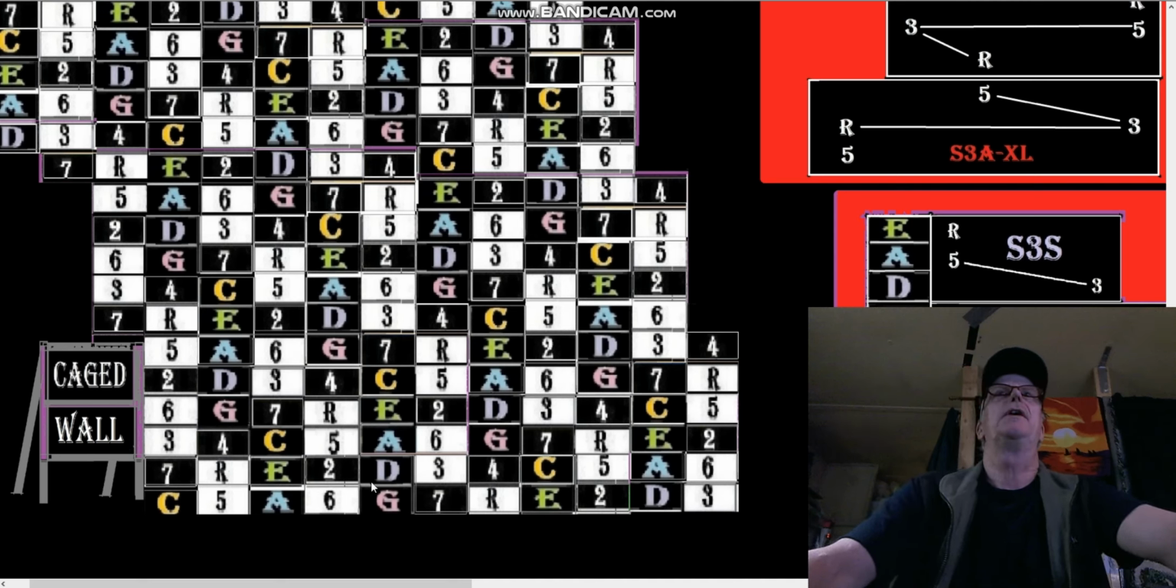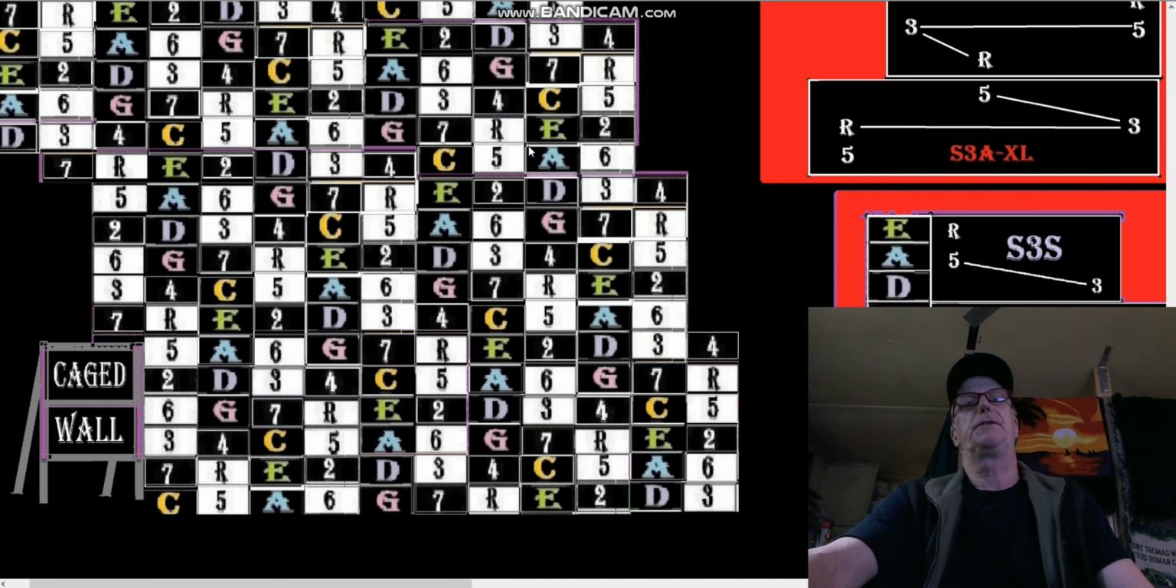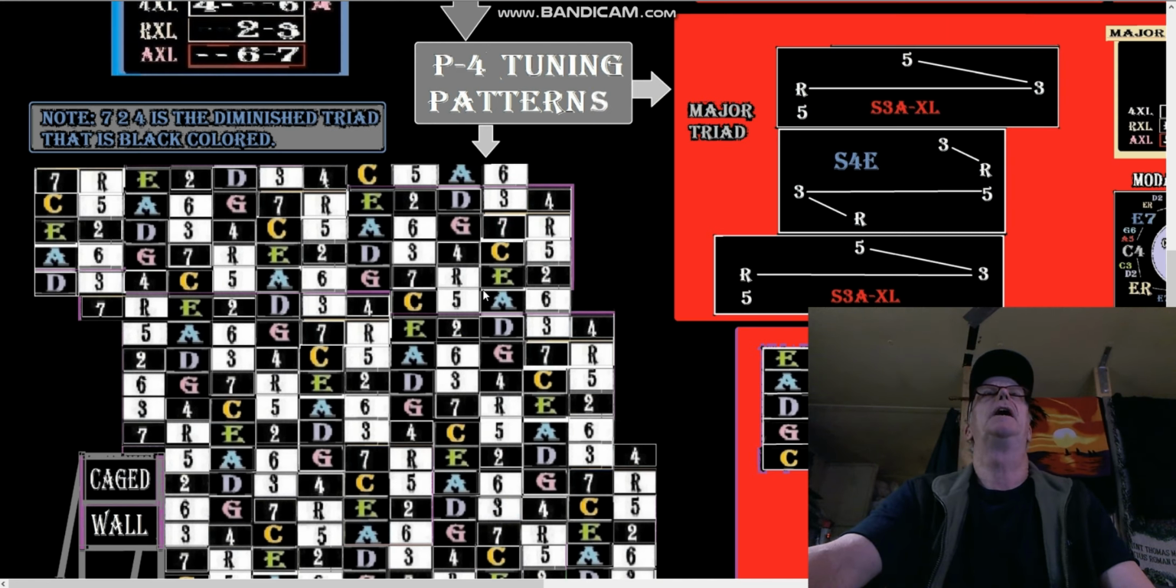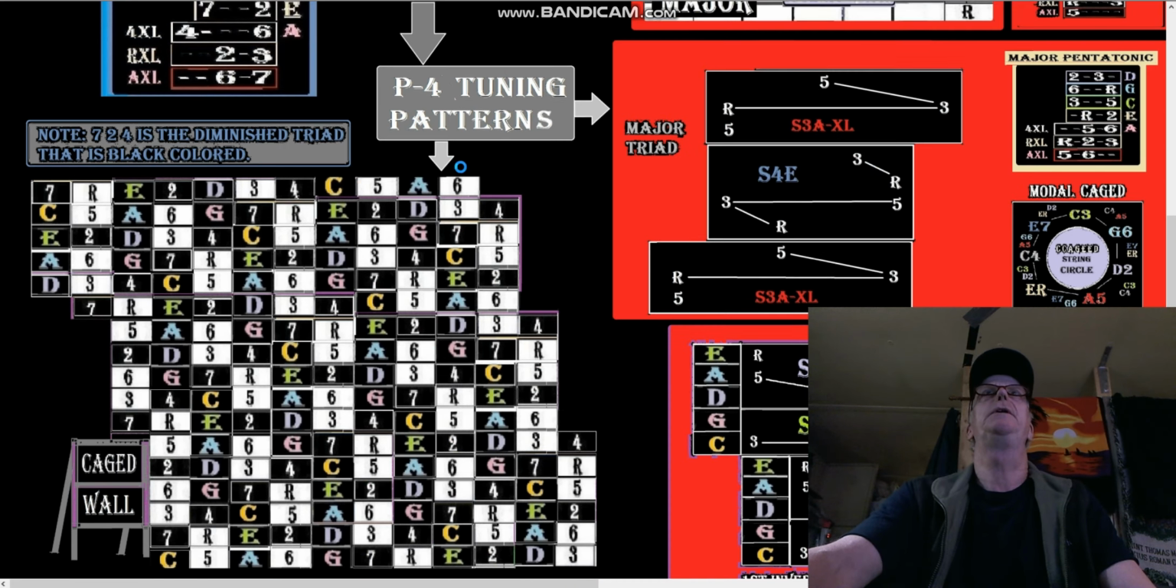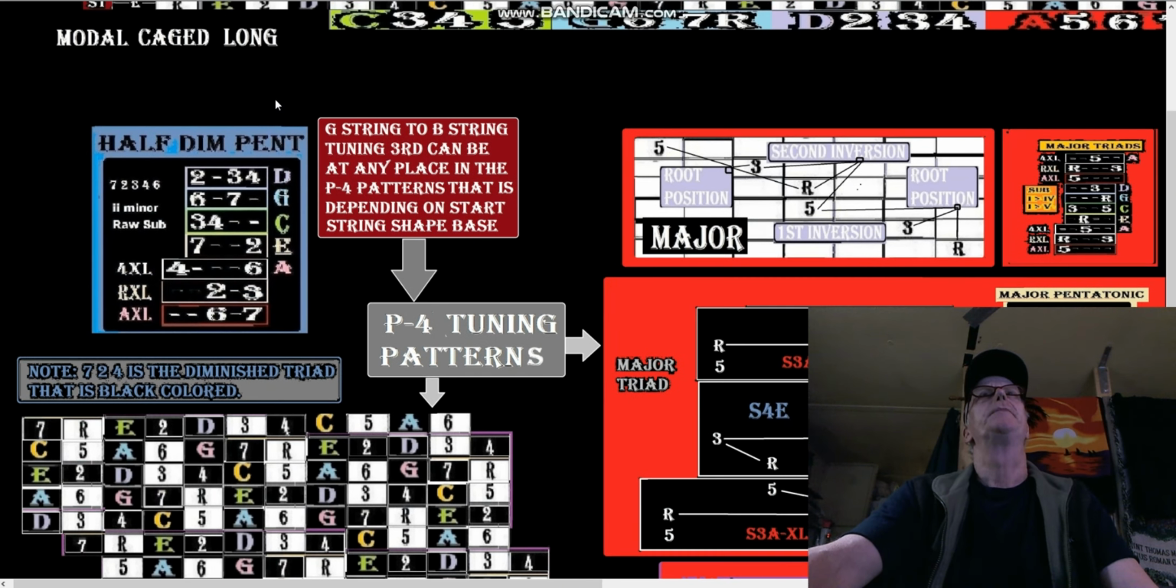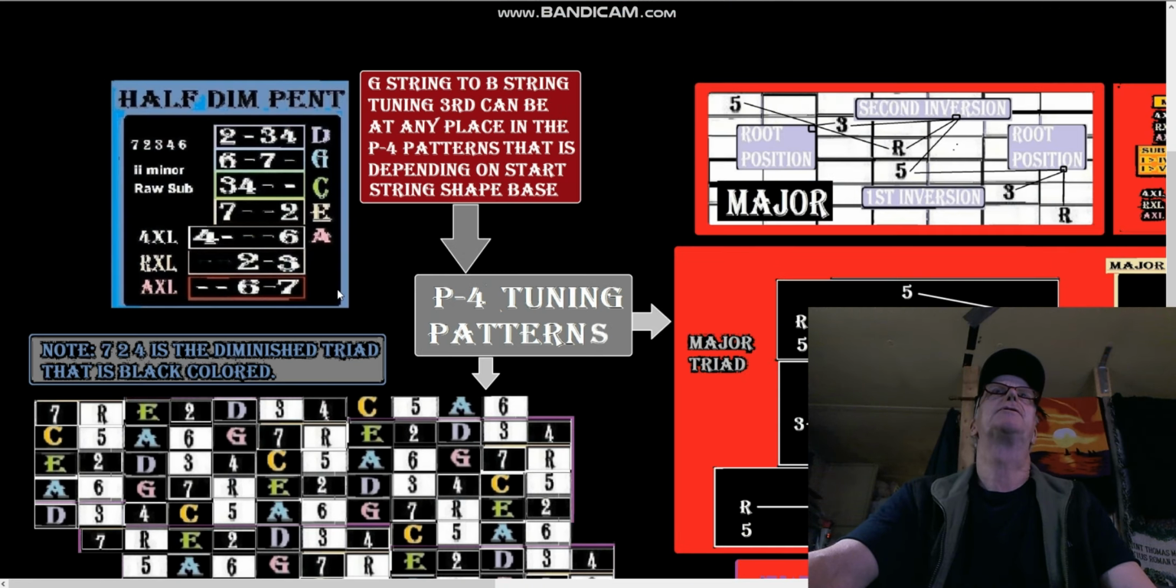We could start at 7, 2, 4, and then go up that augmented fourth, 7, 2. All right, so if we start 7, 2, 4, 7, 2, 4, you see how it kind of hops along? That's why we needed so much of this. And then, of course, we can refer to this diagram. It's going to be a very useful diagram in the future. But these are P4 tunings. The half diminished pentatonic is different, but still we have by string shapes.